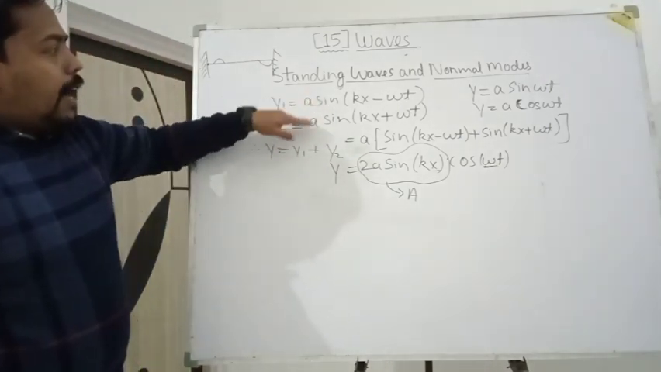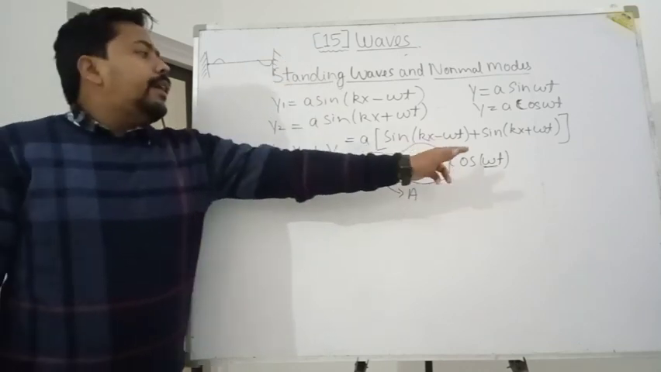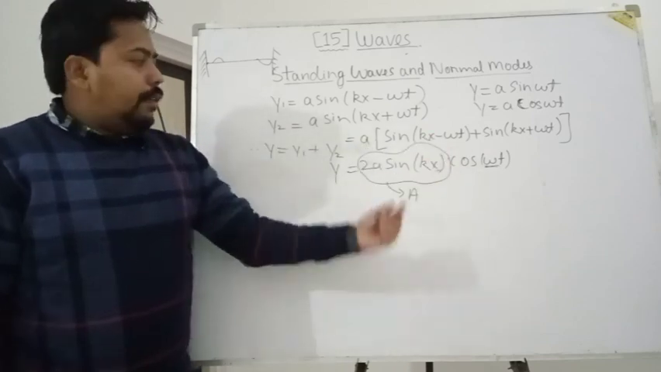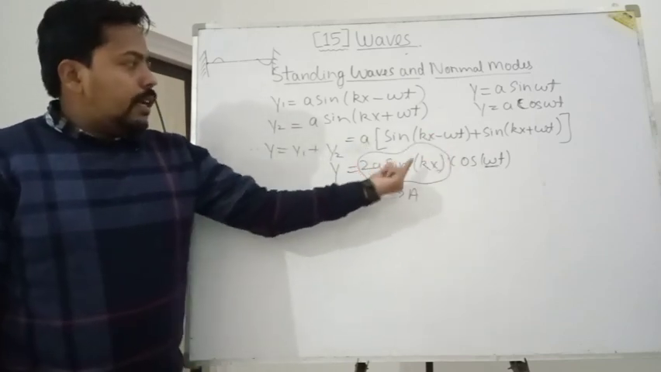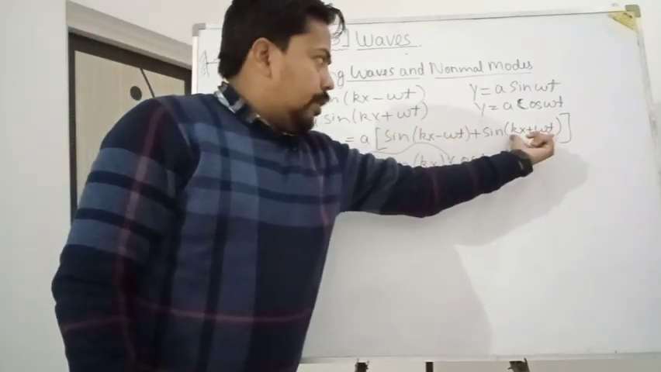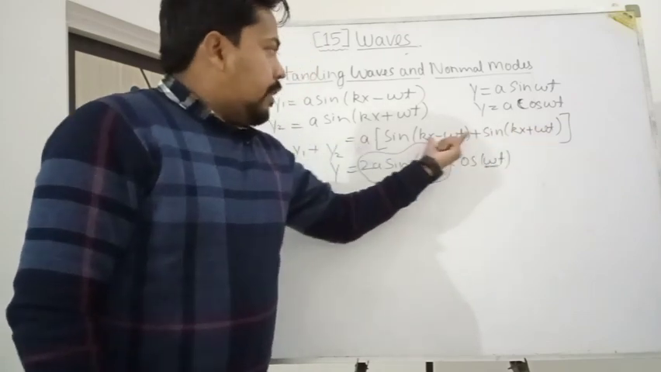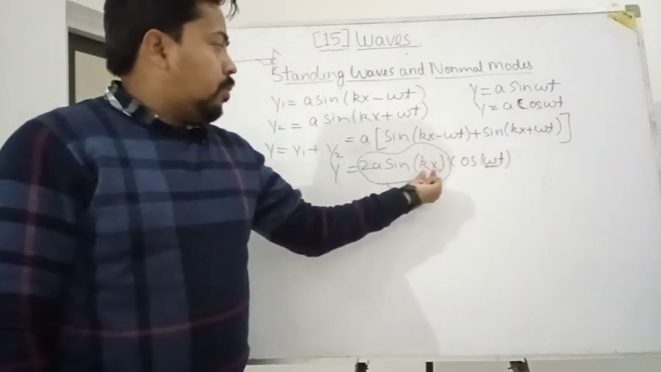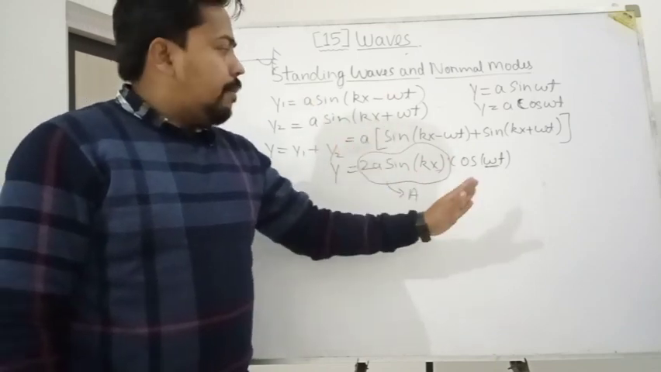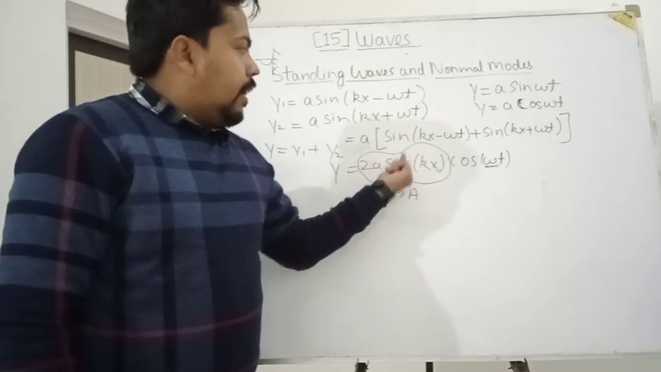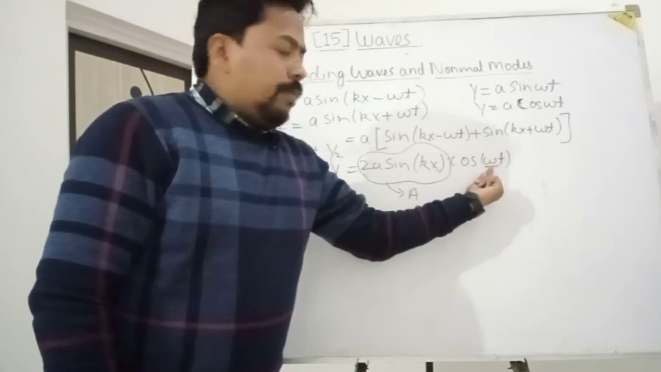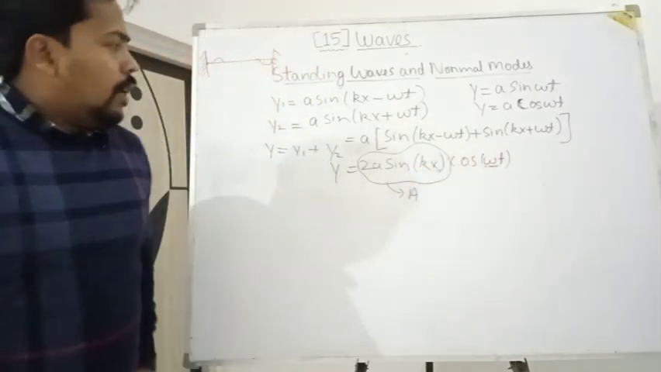We have to add these two equations, and after adding, I applied the sin A plus sin B formula. We know that sin A plus sin B is equal to 2 sin of (A plus B) upon 2, into cos of (A minus B) upon 2. If I consider this quantity to be A and this quantity to be B, then we get A plus B upon 2 with the sine. This is simple mathematics.